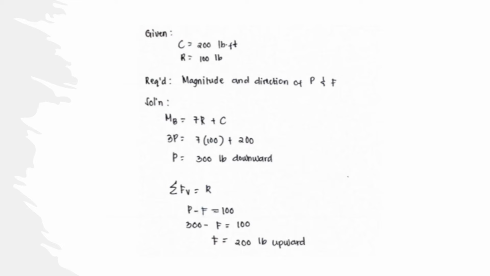So we are given a moment C and a resultant, and we are to find the magnitude and direction of P and F. First, moment at B equals distance, which is 4 plus 3 equals 7, times the resultant plus moment C, then we can get P, which is 300 pounds downward. Then summation of vertical forces, P minus F is equal to 100, so we already have the value of P, which is 300 pounds, so 300 minus F is equal to 100, and then we get the value of F, which is 200 pounds upward.